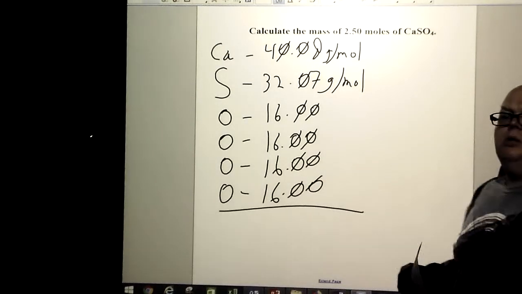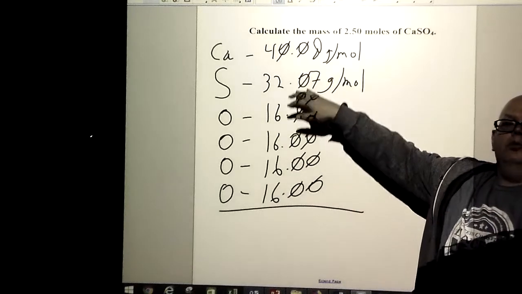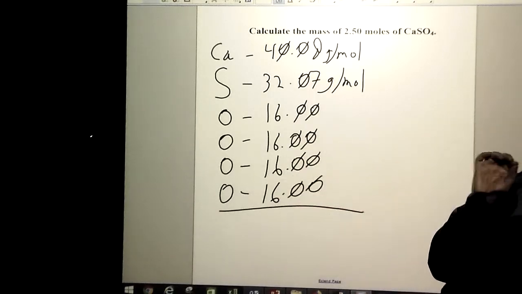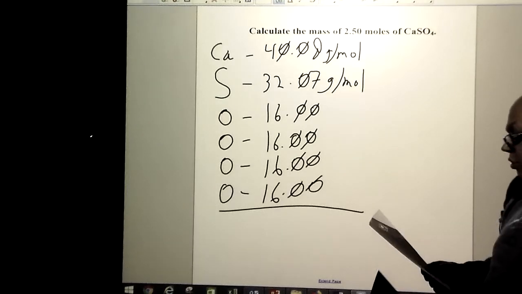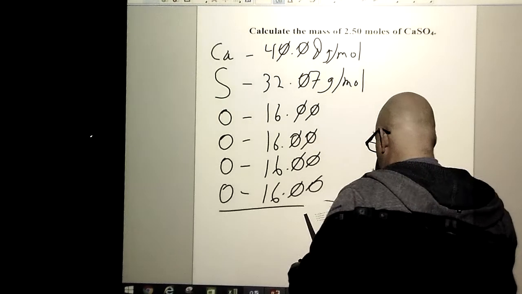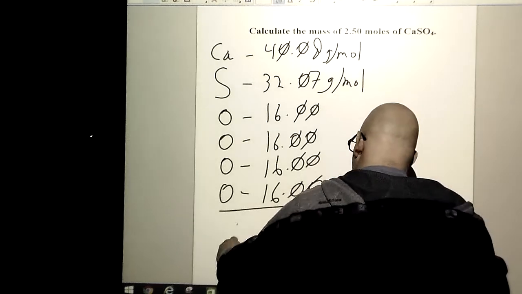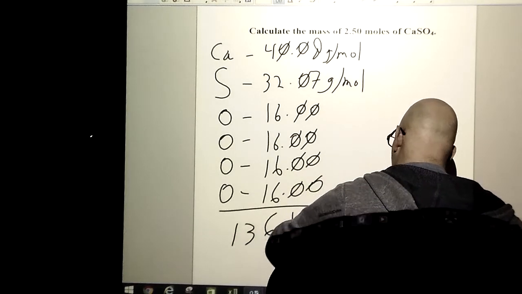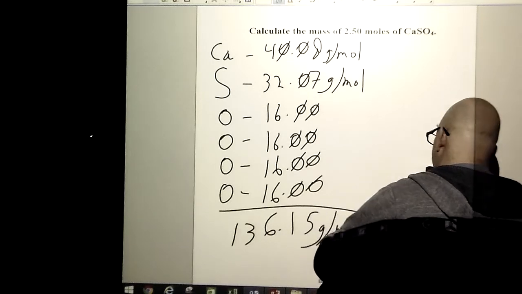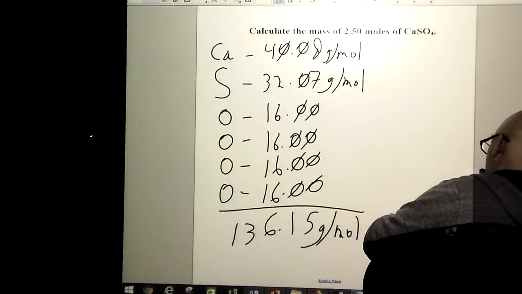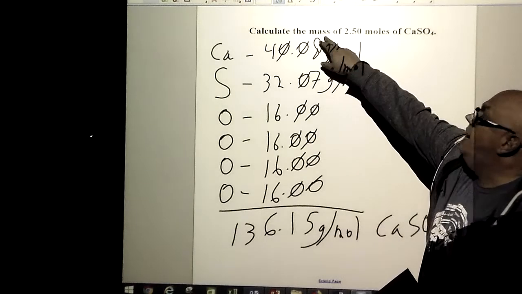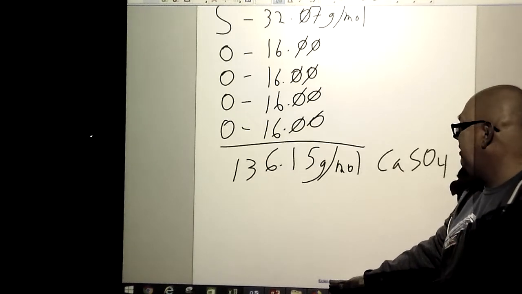Well, we're getting it from our periodic chart. Now, some people would say, well, Mr. Canu, do I have to write all those 16s out? No, I'm just showing you step by step, okay, the way it's going to work. And you're going to walk away with 136.15 grams per mole of CaSO4. But is that the final answer?